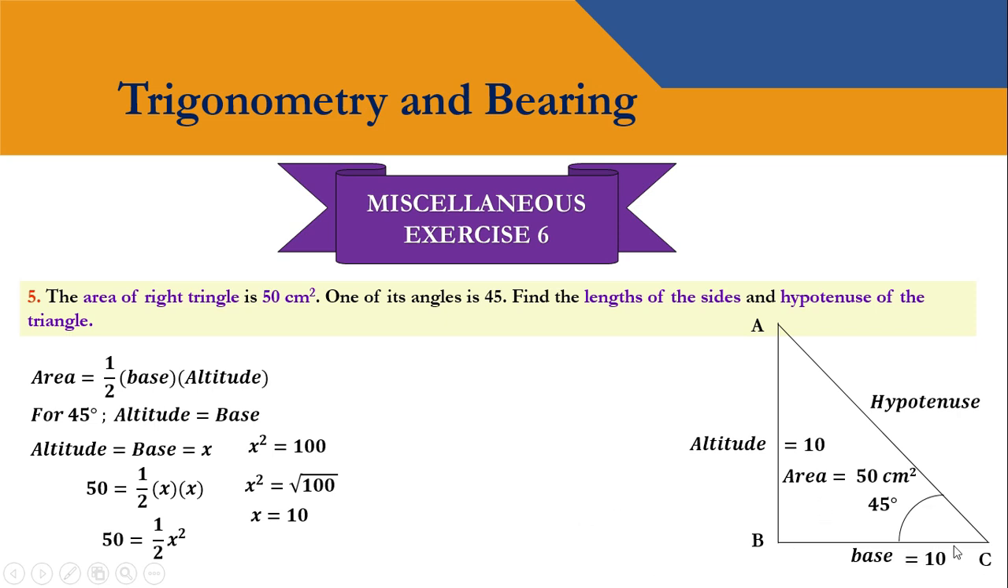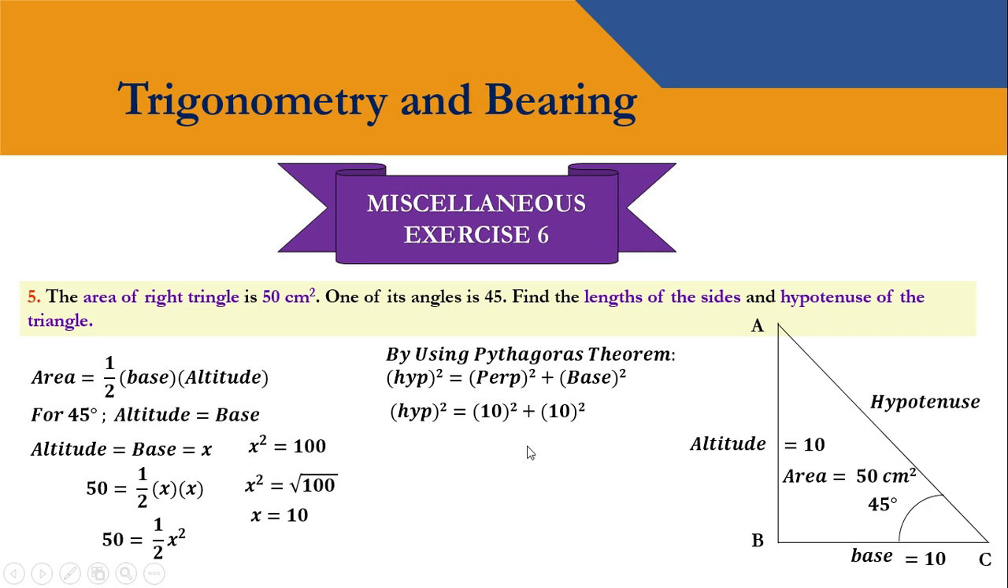Now we have two sides of a right angle triangle, so we can use the Pythagoras theorem. The Pythagoras theorem says hypotenuse square is equal to perpendicular square plus base square. Putting in the values and doing some mathematical work, we get the value of the hypotenuse, which is equal to 14.14 centimeters. So that's all about question number 5.